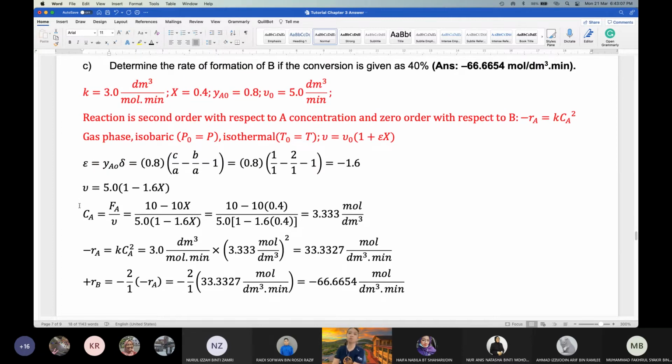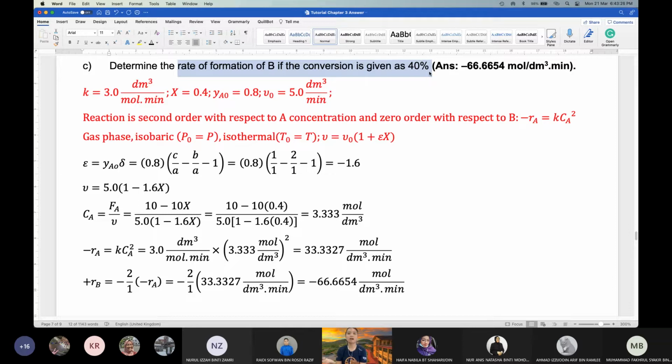Okay, so what do they want to do? They want us to find the rate of formation of B if given the conversion is 40%. Okay, so maybe you look at this question and it seems the same. Why did I say it is difficult? Okay, what part is easy, what part is difficult? Okay, it's fine. Let's do the question first.